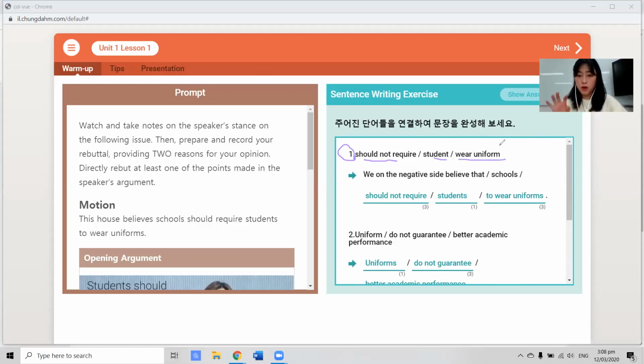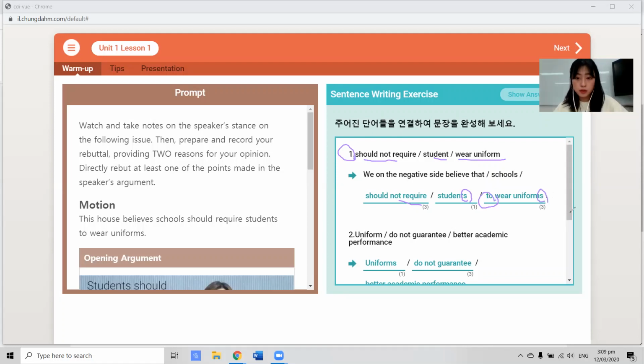All you need to do is arrange these words into a complete sentence so that it makes sense. For this part of your homework, you need to be careful with capital letters and grammar mistakes. You've got to add S's at the end of some words, or add a few words in order to make it grammatically correct. So as you can see, for the first one, I wrote should not require, and instead of student, I had to add an S, students, and then instead of just writing wear uniform, I had to add a to and then an S at the end as well.